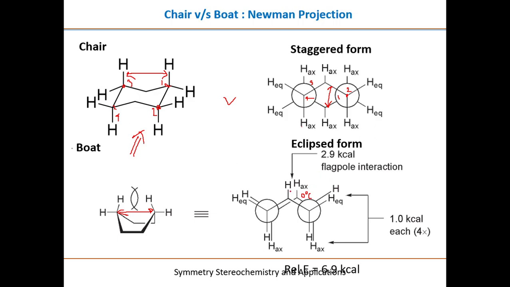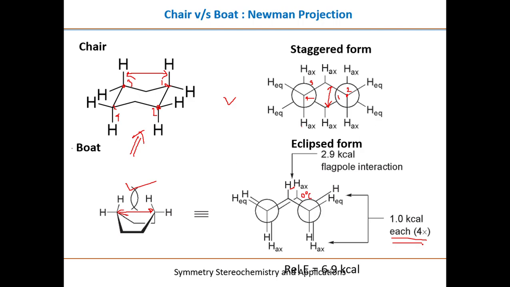So because of this hydrogen-hydrogen interaction, this is a flagpole interaction, as I have discussed here. 2.9 kilocalorie energy will increase in the boat form because of this interaction. But this flagpole interaction is not present in the chair form. You can see in the chair form, the two hydrogens are far from each other. Now, the second reason for increase in energy is here. You can see the energy from the torsional strain is increased by 1.0 kilocalorie, which is again increasing the energy.